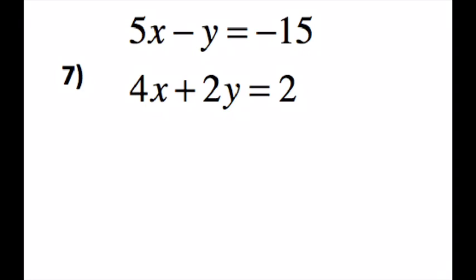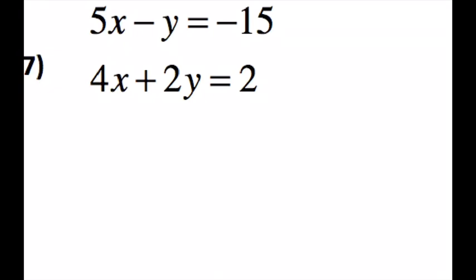Now I'm going to give you a minute to think about what you would multiply by. Which equation would you multiply, and what would you multiply it by? Okay, hopefully you saw that we have a negative 1y in the first equation and a positive 2y in the second equation. So it certainly would be easiest for us to just multiply the top by a 2.